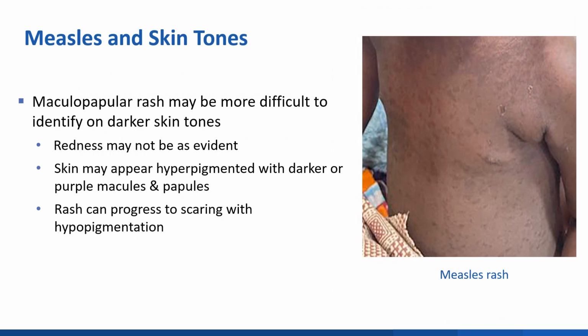So one thing to note is that the measles rash may be difficult to see depending on the patient's skin tone. So the maculopapular rash may be more difficult to identify on darker skin tones. The redness may not be as evident. The skin may appear hyperpigmented as opposed to red or erythematous with darker or purple macules and papules. And the rash, as it progresses, can progress to scarring with hypopigmentation.